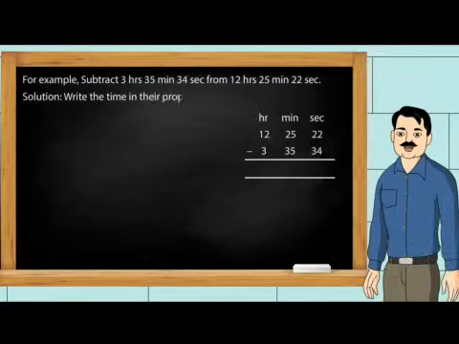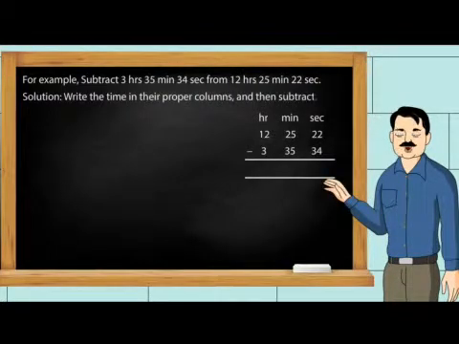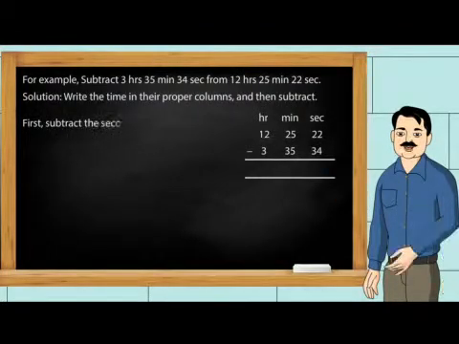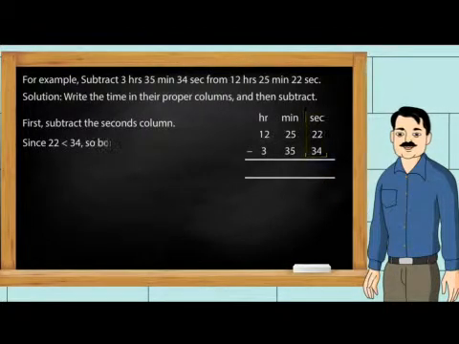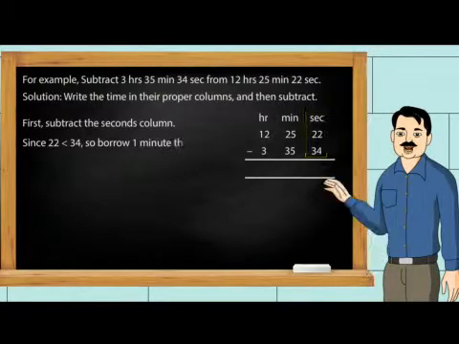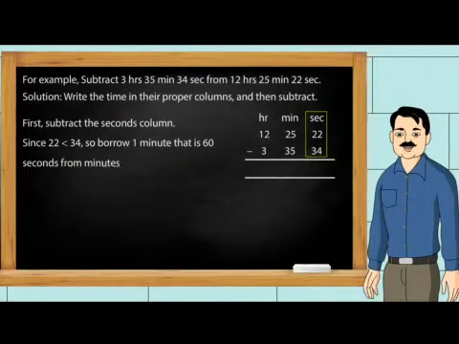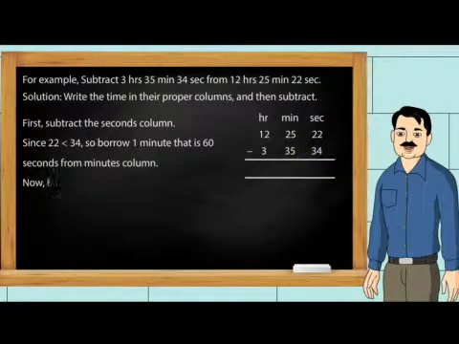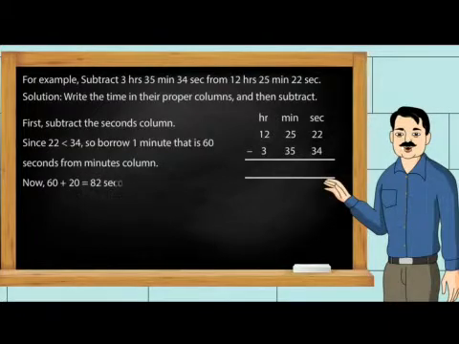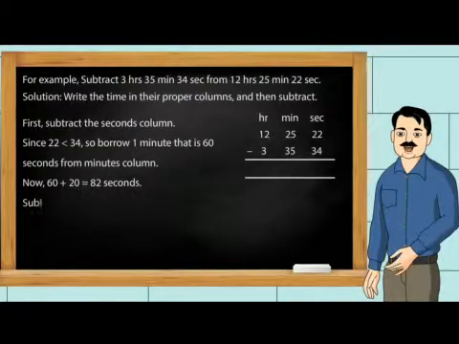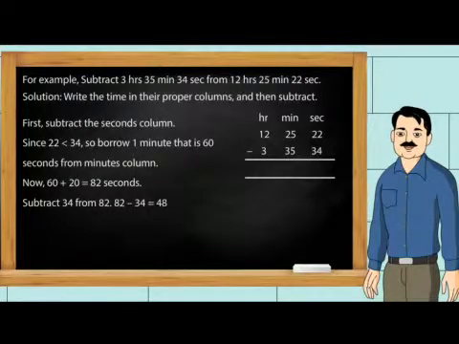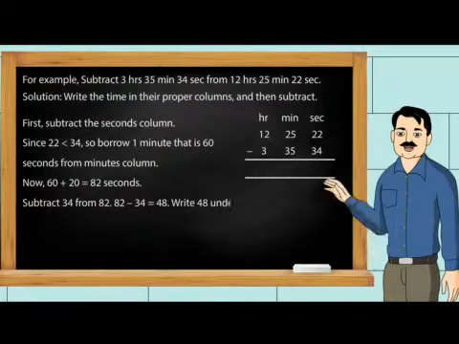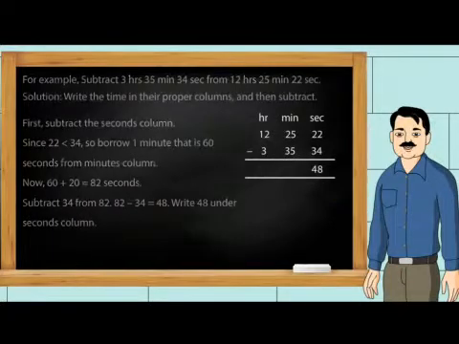Solution. Write the time in their proper columns and then subtract. First, subtract the seconds column. Since 22 is smaller than 34, borrow 1 minute, that is 60 seconds, from the minutes column. Now, 60 plus 22 equals 82 seconds. Subtract 34 from 82. 82 minus 34 equals 48. Write 48 under the seconds column.